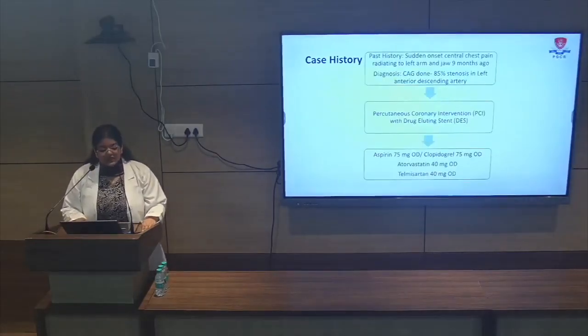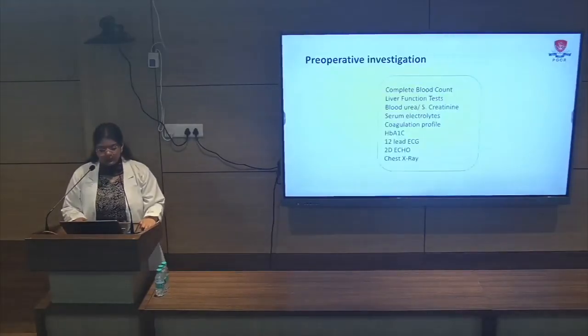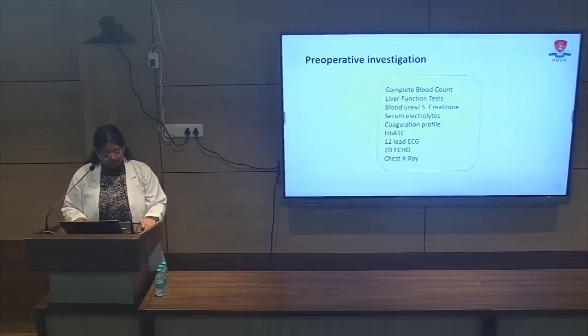On past history, there was a sudden onset of centralized chest pain radiating to the left arm and jaw 9 months ago. On diagnosis, a coronary angiography was done and 85% stenosis in the left anterior descending artery was documented. He underwent a percutaneous coronary intervention with a drug-eluting stent. Currently, the patient is on aspirin 75 mg OD, clopidogrel 75 mg OD, atorvastatin 40 mg OD and telmisartan 40 mg OD. Preoperative investigations were requested.